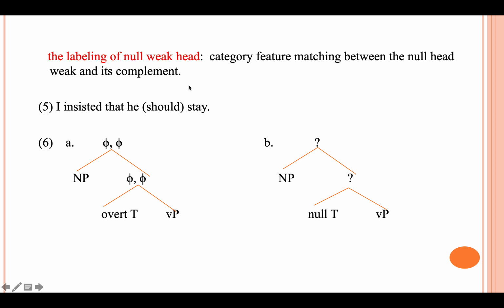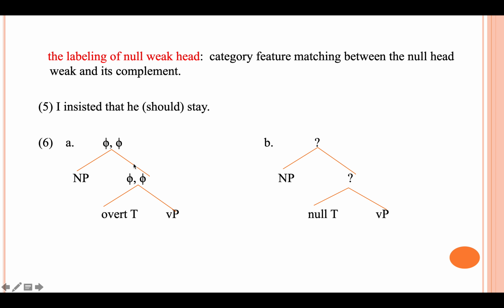Okay, now let's see Chomsky's assumption again. Chomsky proposed that a weak head can have its mother node labeled by feature matching with the phrase in the spec position. Can a null weak head do it in the same way? Now let's have a look at this sentence. I insist that he should stay. This sentence indicates that the auxiliary is also optional. That is to say, the phonological features of T can also be null.